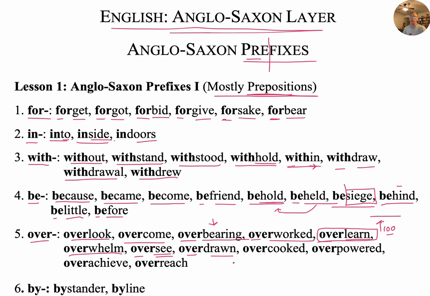Overdrawn is when you have taken too much money out of the bank and not enough money in it, or you've written a check for a certain amount of money and you don't have enough money in the bank to cover it, and you'll get something in the mail that says you're overdrawn and you're probably going to owe a little bit. Overcooked. Oh, you've probably seen that before. You put something in the microwave or the oven and you cook it too long, you bring it out and it's not even worth eating.